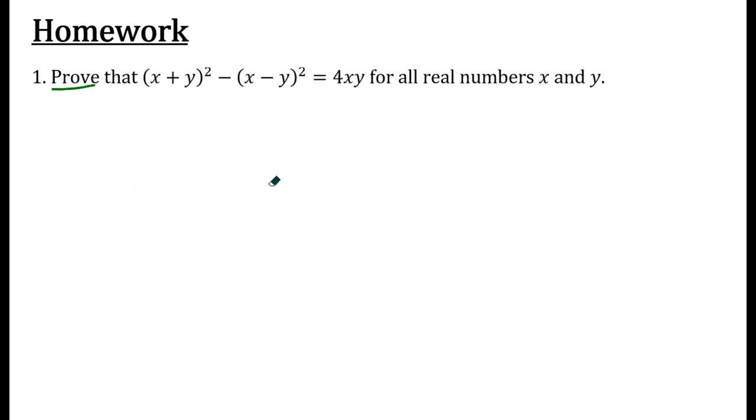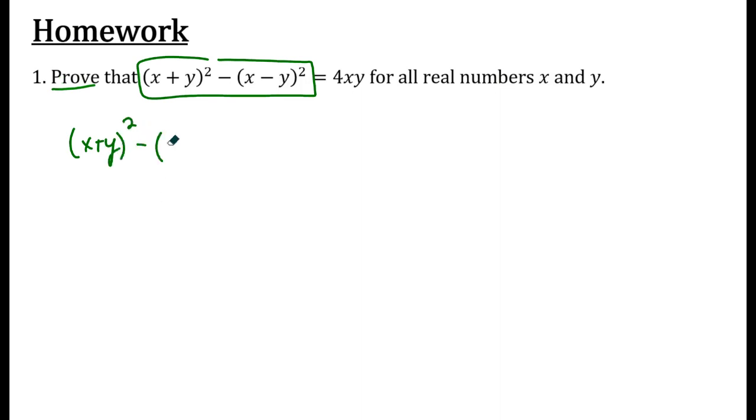Well, whenever we prove a polynomial identity, we start with one side, apply algebraic manipulations to it, and make it look like the other side. So I'm going to start with this left-hand side here because it looks like there's a lot I can do with it. So I'm going to start with (x + y)^2 - (x - y)^2 and hopefully end up here. This is where I want to end at. Notice that I didn't write 4xy here. That's going to be all the way at the bottom after I apply some algebraic manipulations.